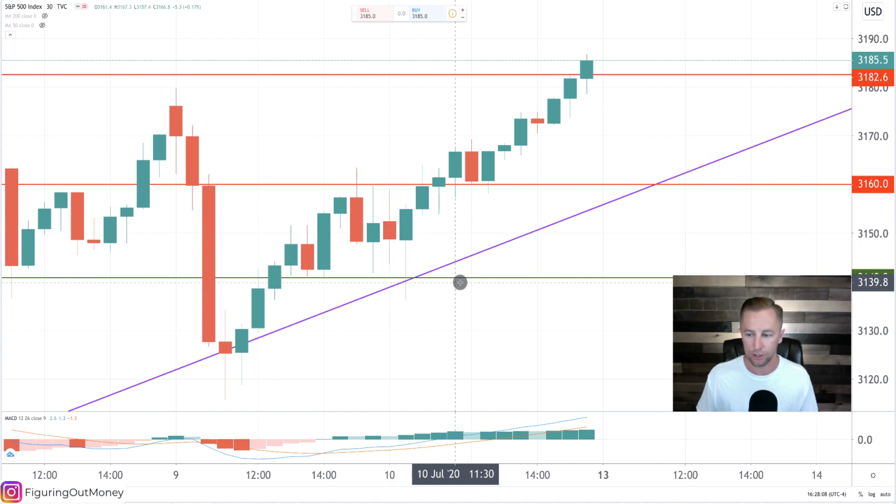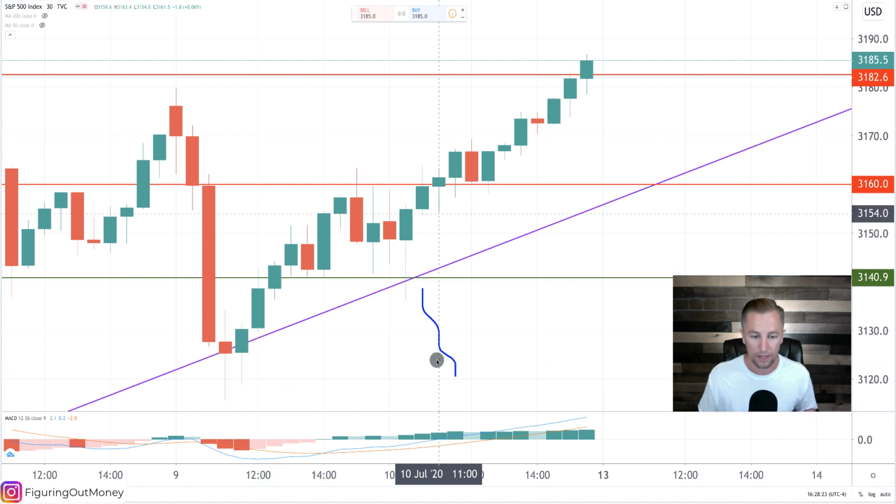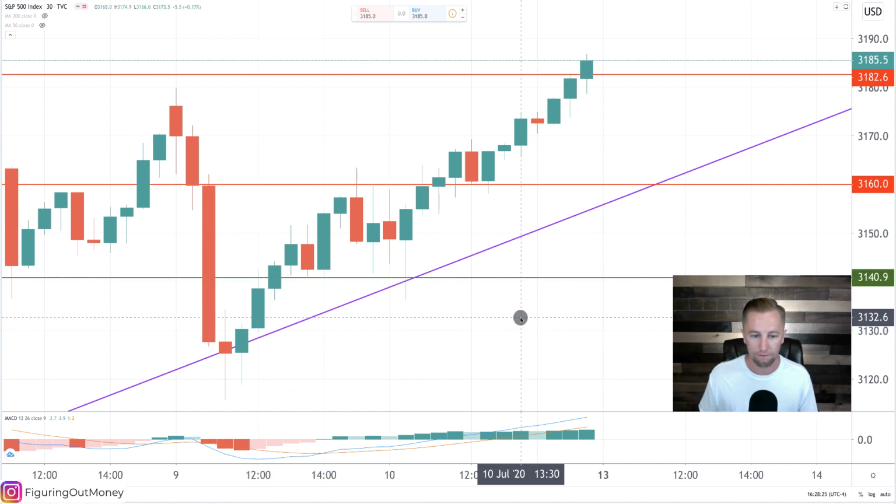We mapped out this 3140 area of support. And now I personally thought that if it closed below that area of support, we would have seen a bigger downside to retest the bottom and potentially lower. But as you can see, the 3140 held today.